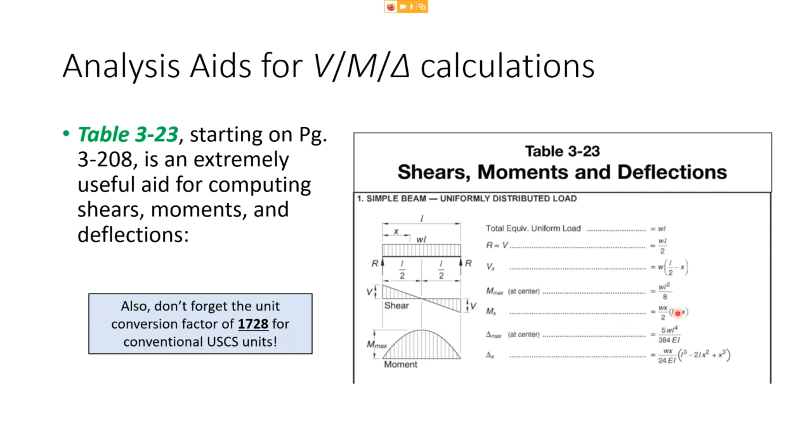Now, also, don't forget, if you remember in structural analysis when we computed deflections, we always had to throw that conversion factor of 1728 in to convert our units, because our member lengths are in feet, but our moments of inertia are in inches. So you have to make sure that the units are consistent. You just got to be consistent there.